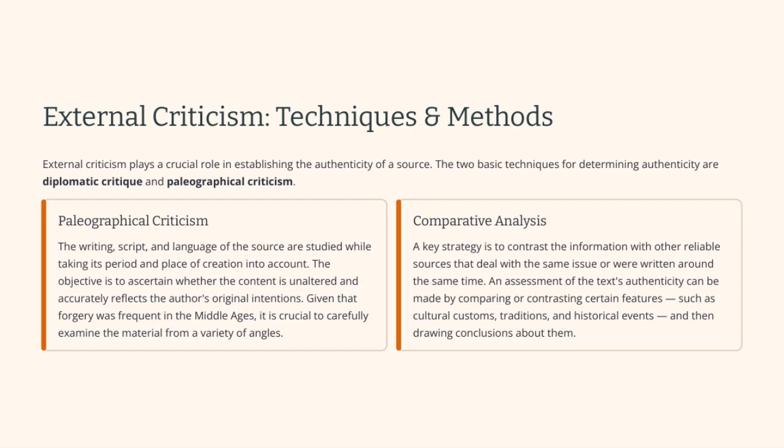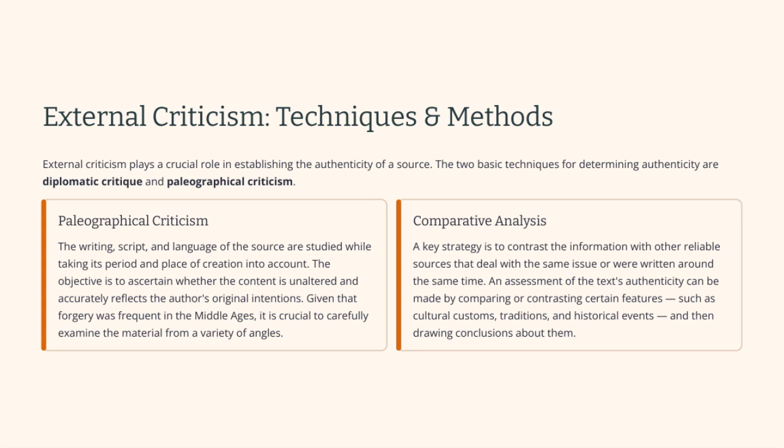A key strategy in assessing historical sources is to compare the information with other reliable sources that cover the same issue or were created around the same time. By doing this, we can evaluate the text's authenticity through comparison or contrast of features like cultural customs, traditions, and historical events. From these comparisons, we can draw meaningful conclusions about the reliability of the source.